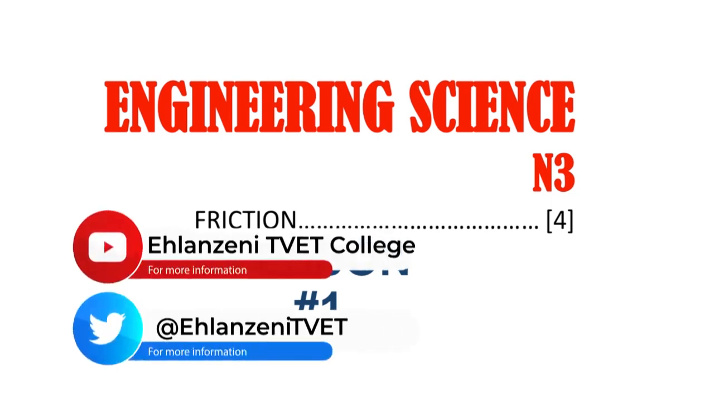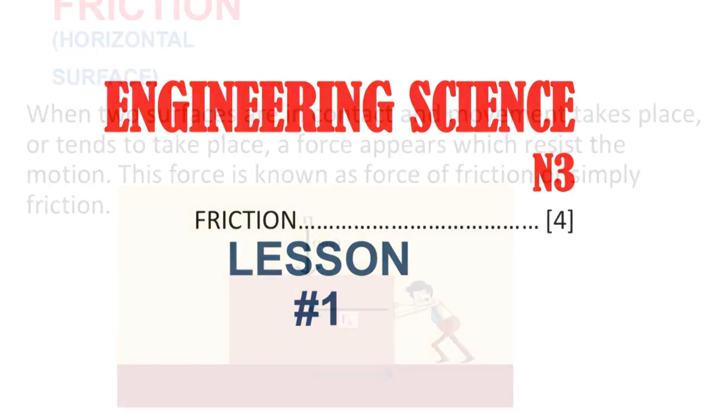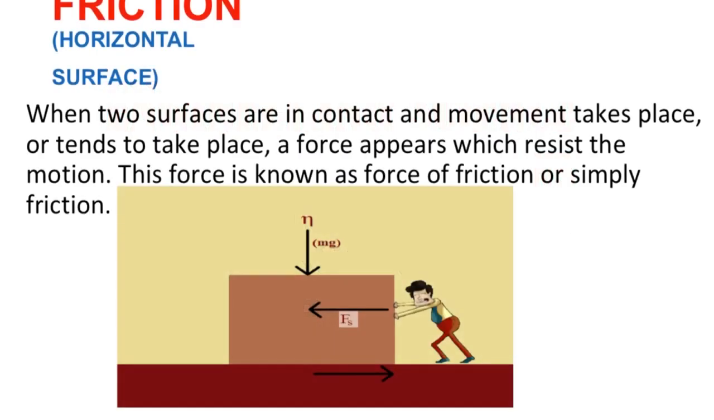The first most important thing that we need to know is to understand what friction is and how friction occurs. Now, it is said that when two surfaces are in contact, and there is movement which tends to take place between these two surfaces, friction occurs. That force which occurs in these surfaces is called the force of friction, or in simple terms, the frictional force.